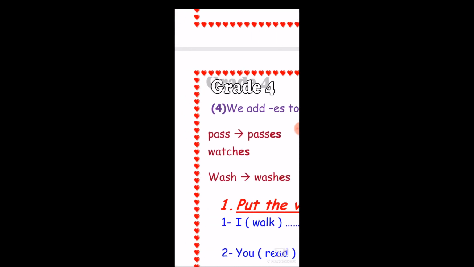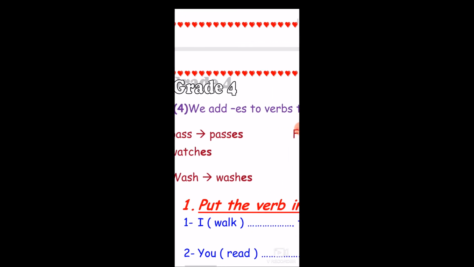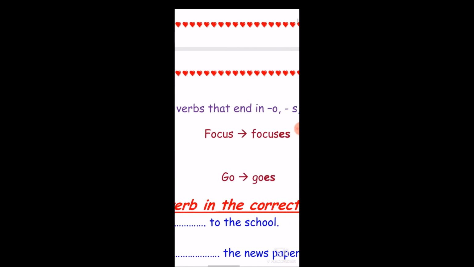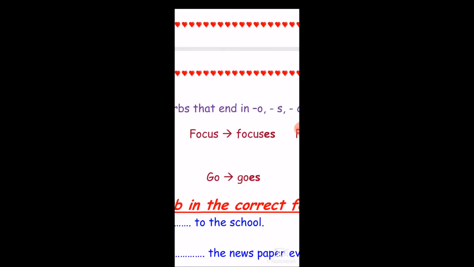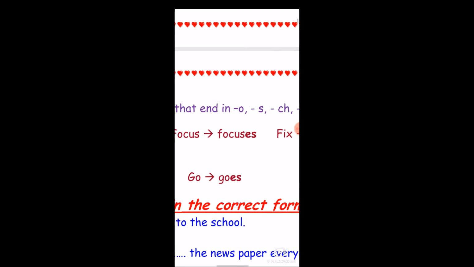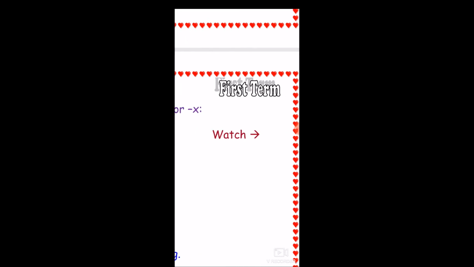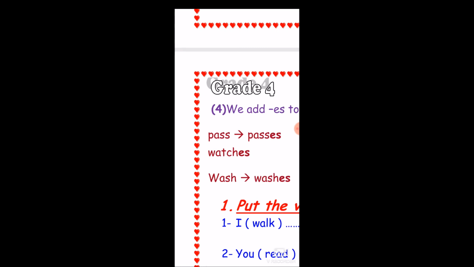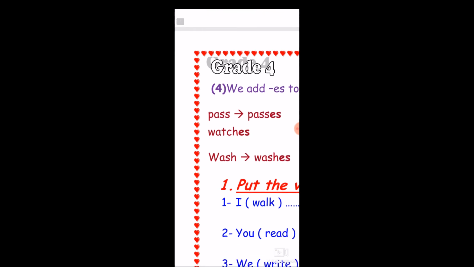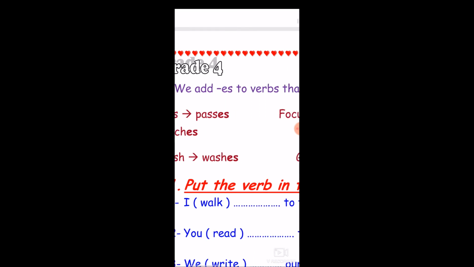Pass ends with double S, so for passes we add ES. Focus ends with S, that's right, so focuses, we add ES. Fix ends with X, fixes, we add ES. Watch ends with CH, watches, we add ES. Wash ends with the sh sound, SH, washes.